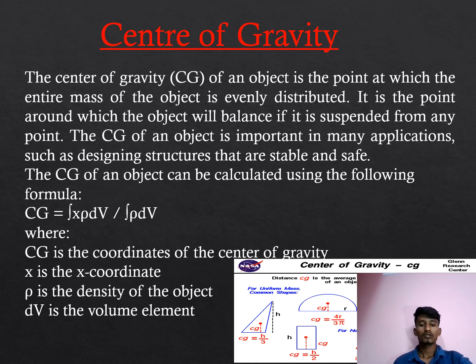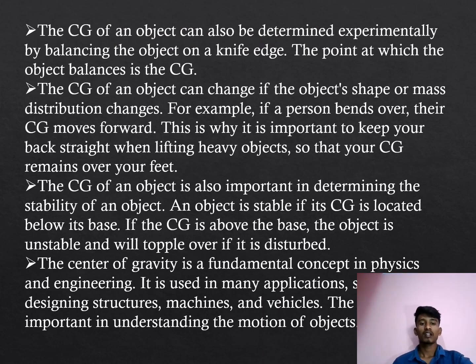Center of gravity equals integration of x rho dV divided by integration of rho dV, where Cg is the coordinates of the center of gravity, x is the x coordinate, rho is the density of the object, dV is the volume element. The center of gravity of an object can also be determined experimentally by balancing the object on a knife edge. The point at which the object balances is the center of gravity.